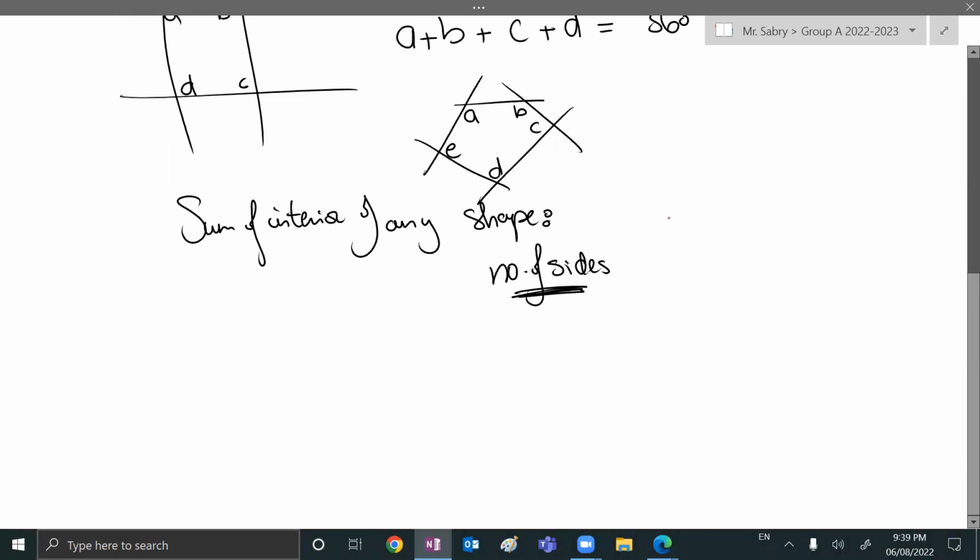What's that rule? It's n minus 2 times 180. This is the rule. N here represents the number of sides. So if you know that this shape consists of 4 sides, for example, like a rectangle, you just do 4 minus 2 and multiply that by 180. This will get me 360, which is the sum of the interior angles of any 4-sided shape. Does that make sense until this point?